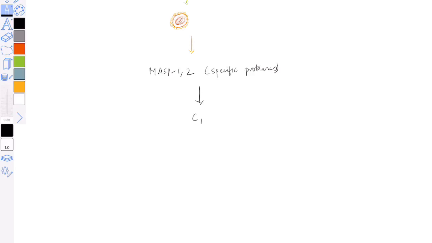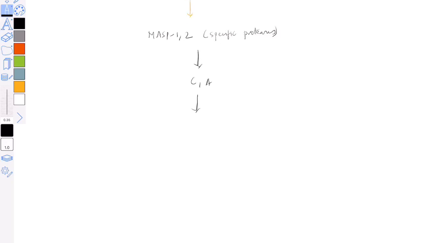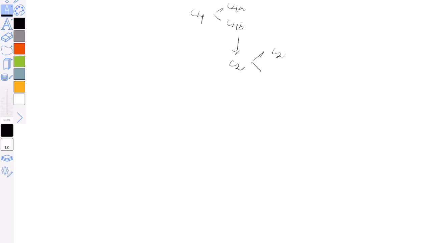This is already discussed. The C1 is going to activate in the classical system, the first one. Similar to that, the C1 is going to get activated. Once C1 is activated, similar to the classical one, the C1 is going to activate C4, which is going to release into C4A and C4B. The C4 is going to activate the next one, that is C2. The C2 is going to split into C2A and C2B. So overall, there will be formation of one binary complex, that is C4B2A.